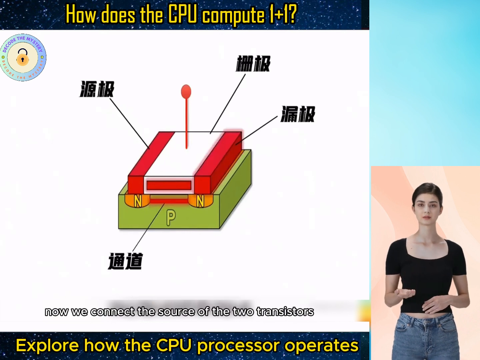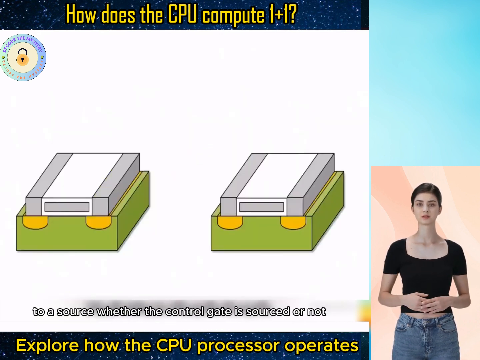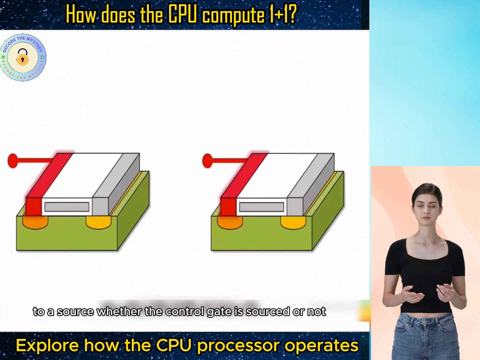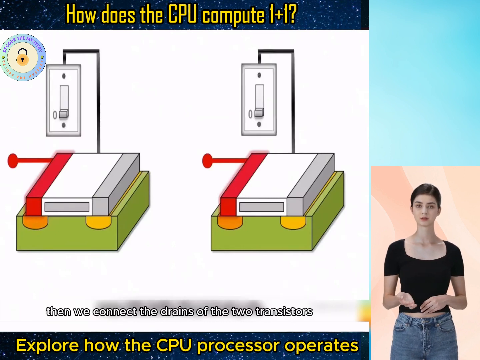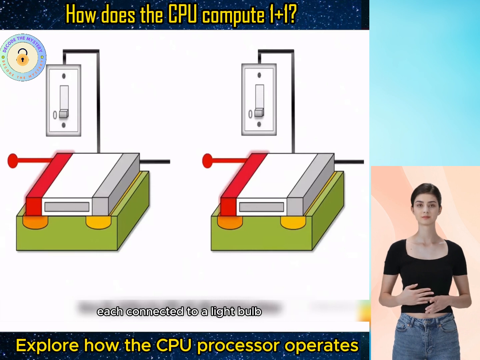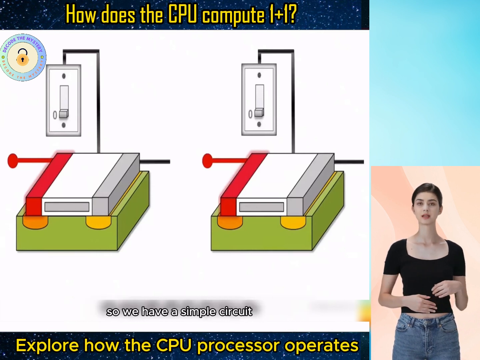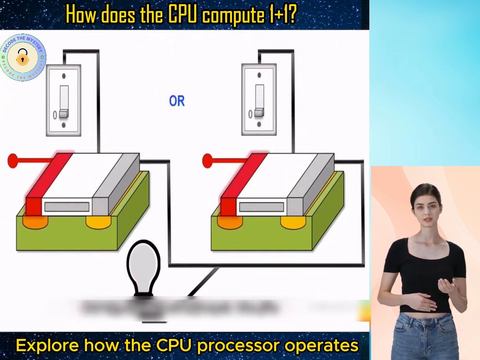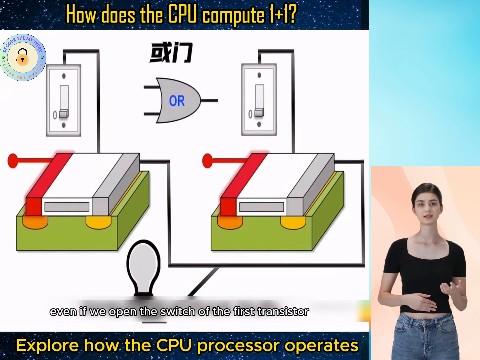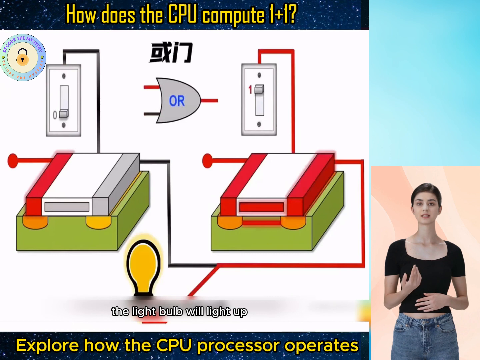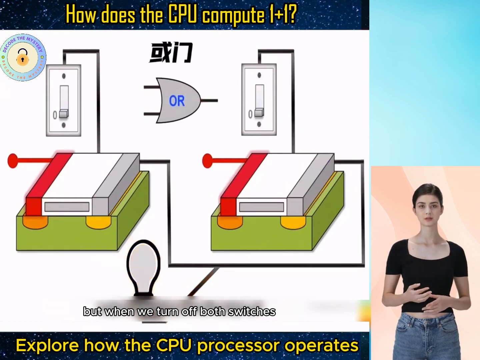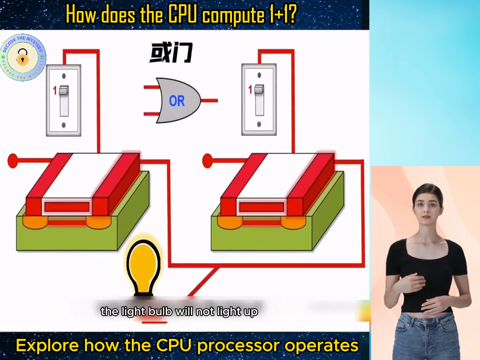Now we connect the sources of the two transistors to a power source. Whether the control gate is powered or not is controlled by two switches. Then, we connect the drains of the two transistors, each connected to a light bulb. So, we have a simple circuit. Currently, if we turn on the switch of the first transistor, the second switch, or both switches, the light bulb will light up. But when we turn off both switches, the light bulb will not light up.